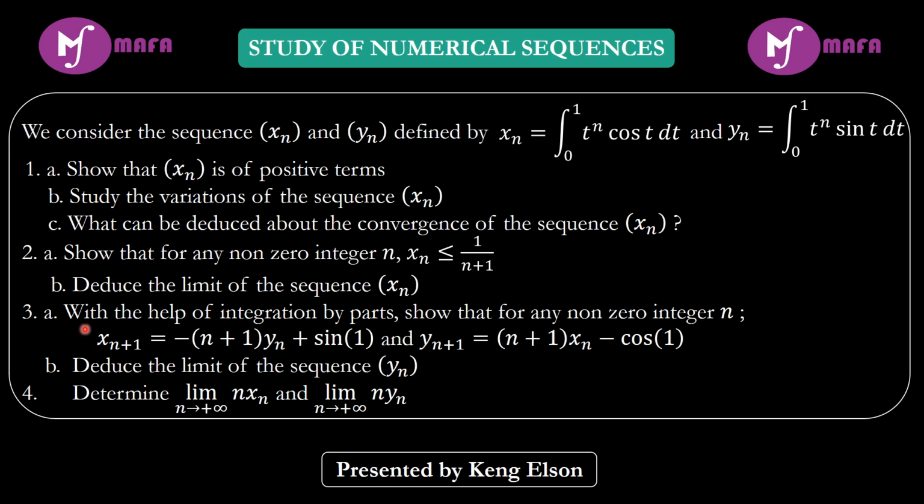Question 3a, with the help of integration by parts, show that for any non-zero integer n, x of n plus 1 is negative (n plus 1) times y of n plus sin 1, and y of n plus 1 is (n plus 1) times x of n minus cos 1. Question 3b, deduce the limit of the sequence yn. Question 4, determine the limit as n tends to infinity of n times xn, and also the limit as n tends to infinity of n times yn.